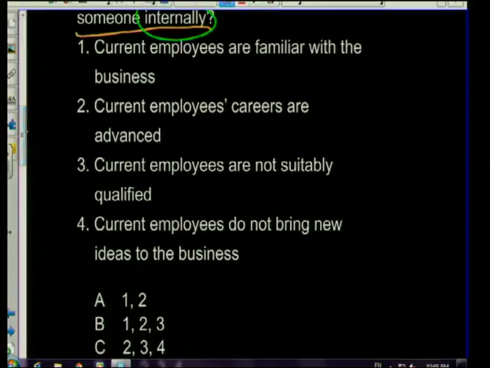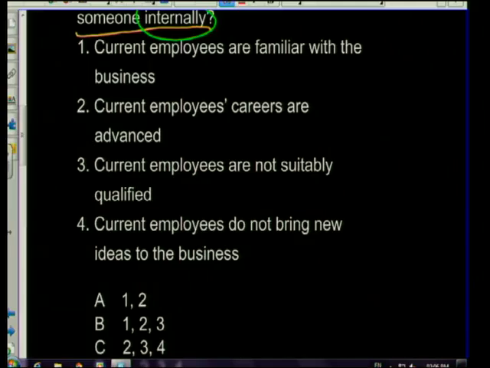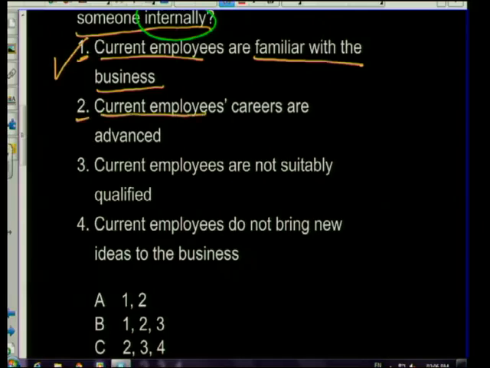This is one of those questions where you have to read the different options and choose the options that suit the answer base. So let's have a look at the different options. The first option, number 1: current employees are familiar with the business. Off the bat, you can hear this is an advantage of people already working in the business. The second point: current employees' careers are advanced. Again, it's employees working for you already and they are improving their careers. So this is internal and it's an advantage. We already know it ticks the box.